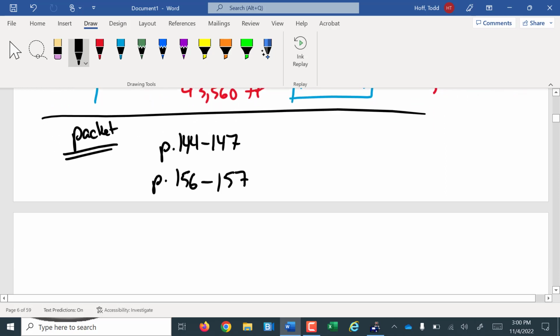So we'll use this packet pretty much exclusively for the next week or two. Then we'll be back and forth between the book and this packet. If you need extra space, use whatever. There's a lot of different things in this packet, yes. Yeah, 156 through 157 as well.